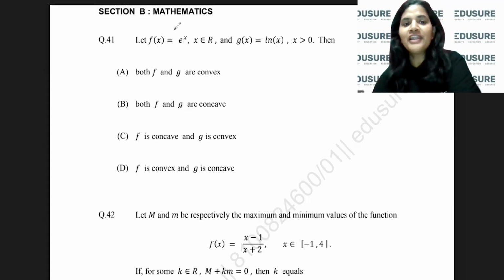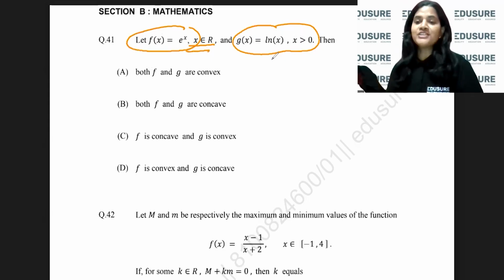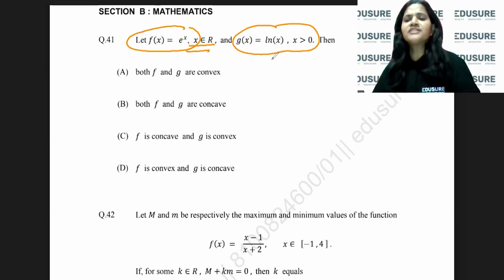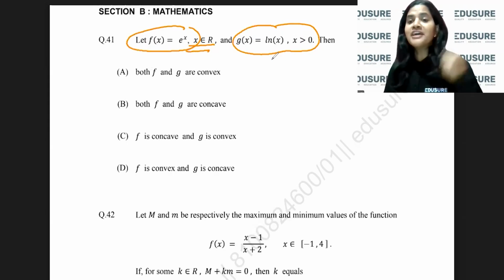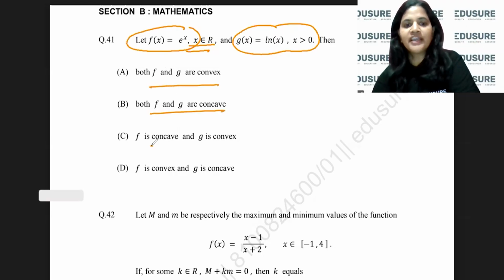So you see what they ask. Let f(x) = e^x and g(x) = log x. The domain is given. The domain of the exponential function is the set of all real numbers. The domain of the logarithmic function is the set of all positive numbers. Again, exponential and logarithmic functions are really important for economics students because they're related to exponential growth and decay models. All right, so we have to again check convexity and concavity.